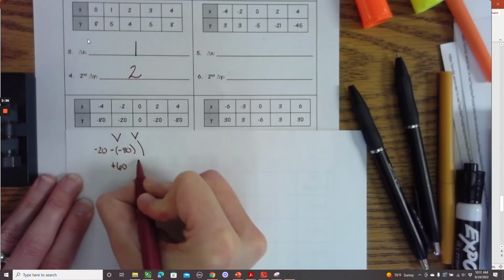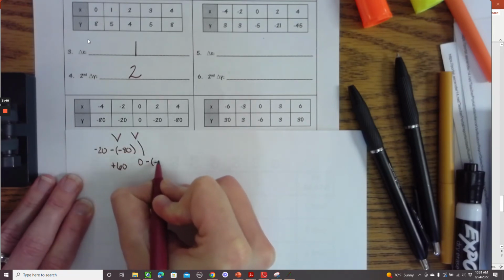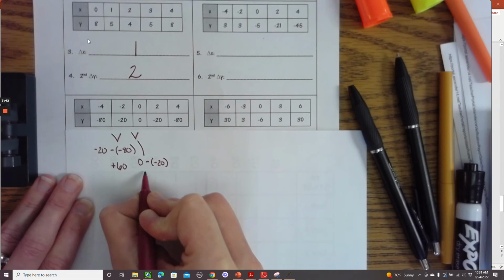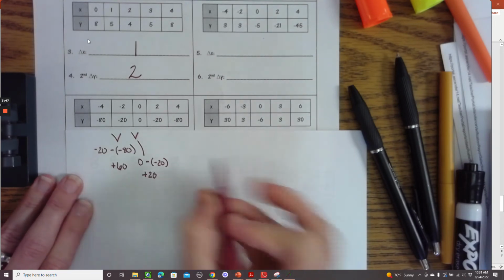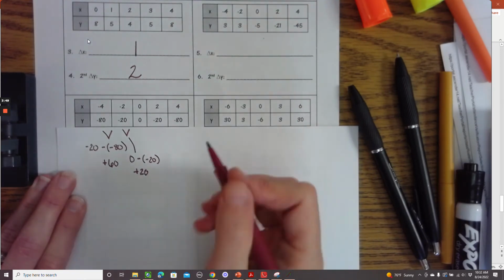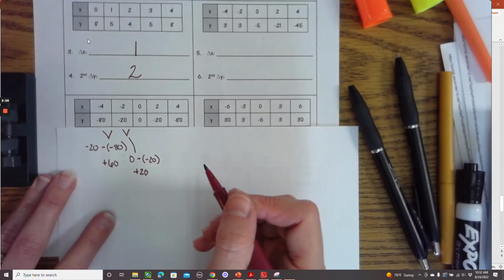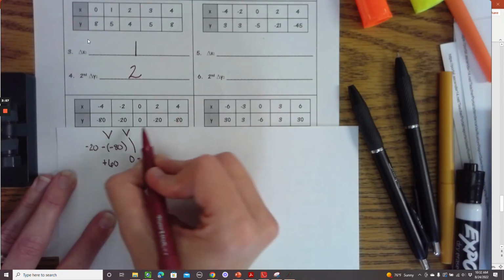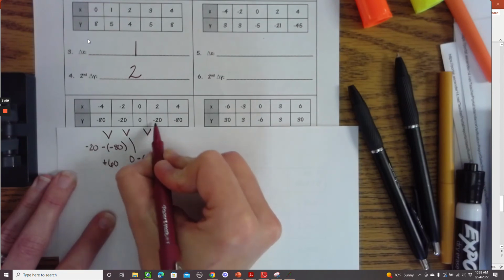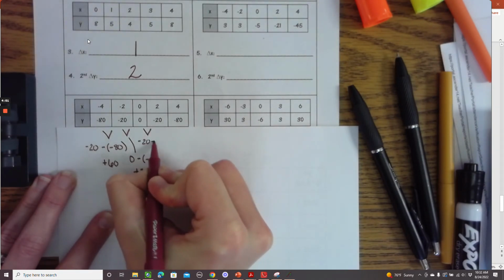Now 0 minus a negative 20 is positive 20. I'm sorry, don't make me say something mean, but y'all are not good enough to do this without a calculator. I love you to death, but please use a calculator. Negative 20 minus 0 is negative 20.